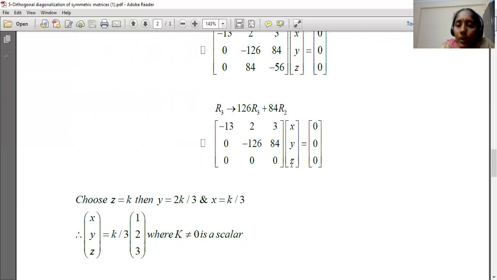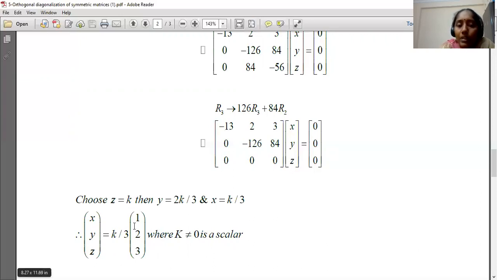Substituting z is equal to k and simplifying, we get y is equal to 2k by 3. By backward substitution, we get x is equal to k by 3. So the x, y, z values are k by 3 times 1, 2, 3. Here, if we take k as a constant, then we will get fractions in the vector, because every constant multiple of an eigenvector is an eigenvector.